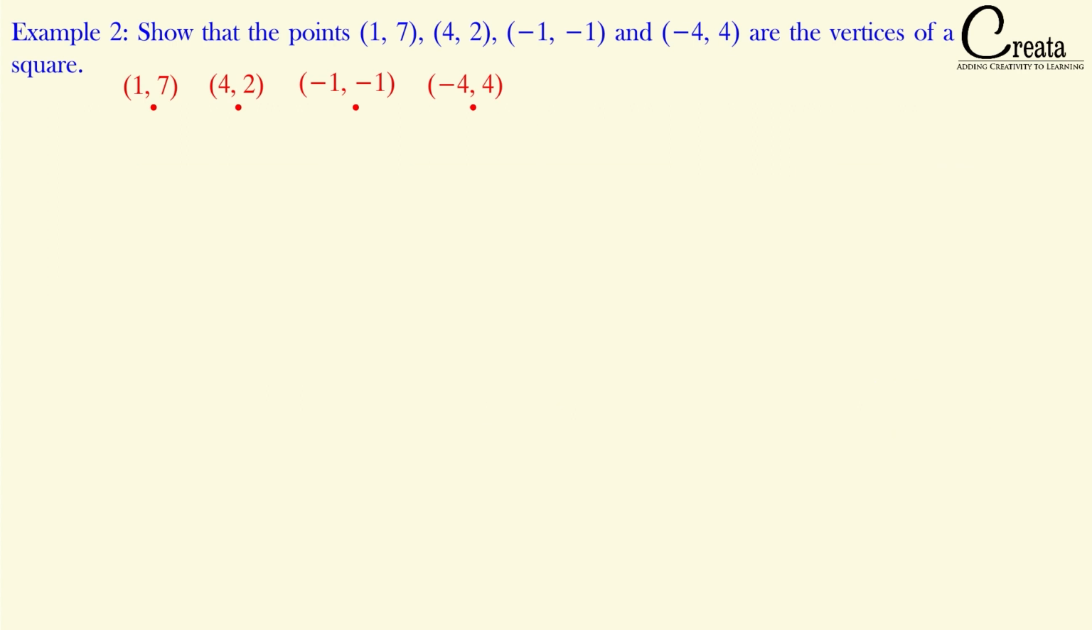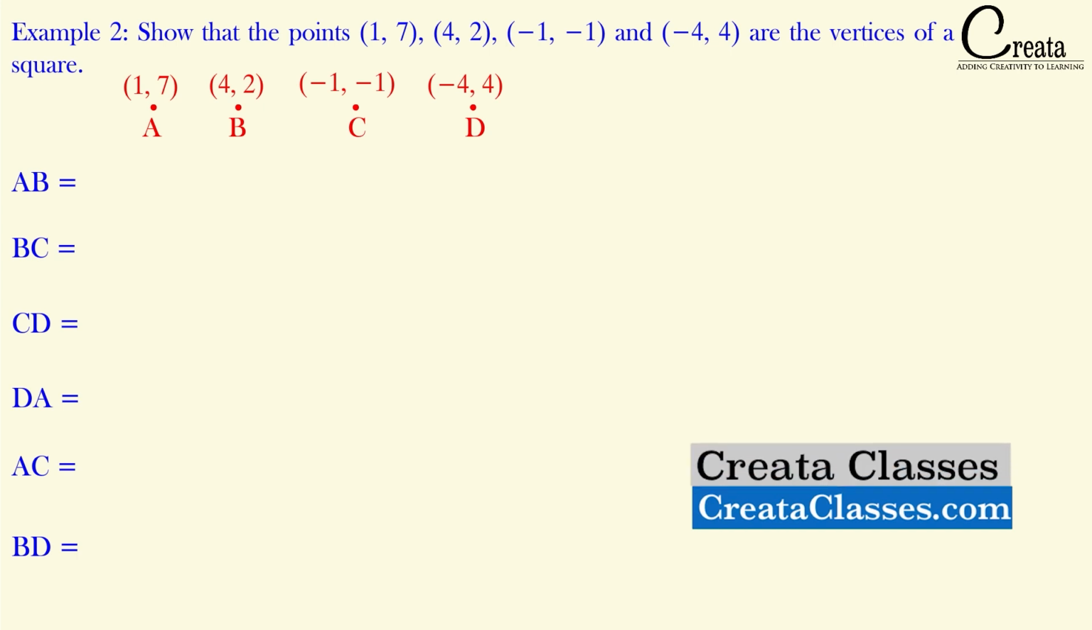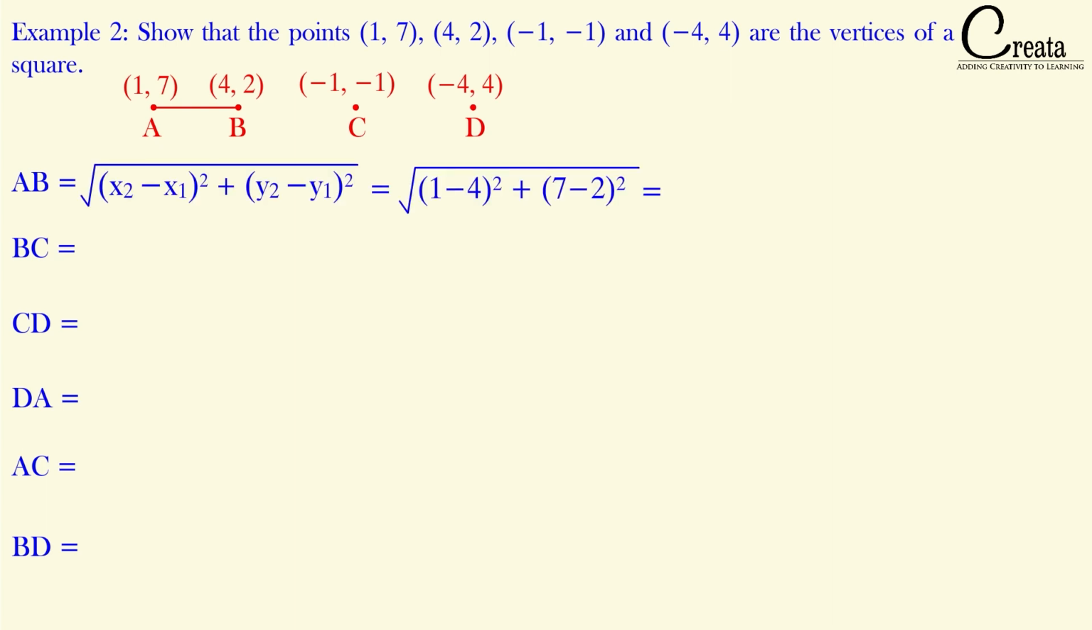In this question, 4 points are given. Let's assume the 4 points as A, B, C and D. Firstly, let's check the distance between all the 4 points so that we can check whether the sides are equal or not. What will be the distance AB? We know the coordinates of both points, x1, y1 and x2, y2. Let's use the distance formula. On putting the values and solving, we got AB as root of 34.